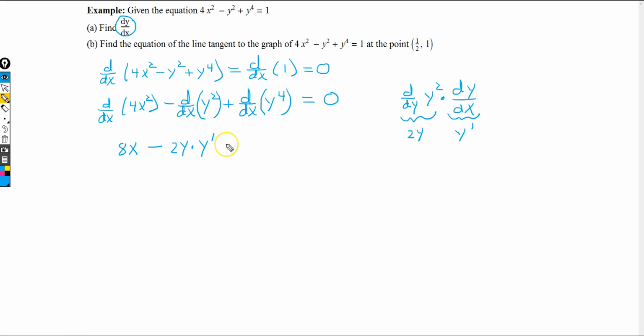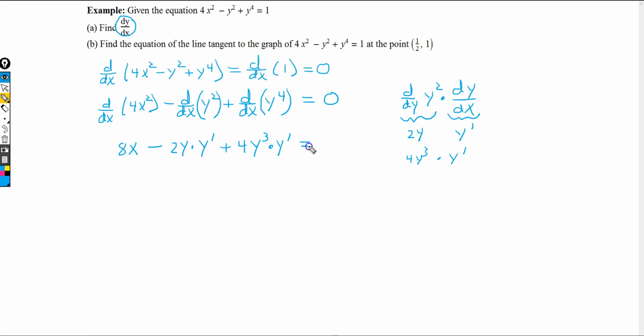This part right here, same procedure here, except it's y to the fourth. And so this is going to be 4y cubed, and this is going to be y prime again. And so that's how we get 4y cubed y prime when we differentiate this with respect to x.